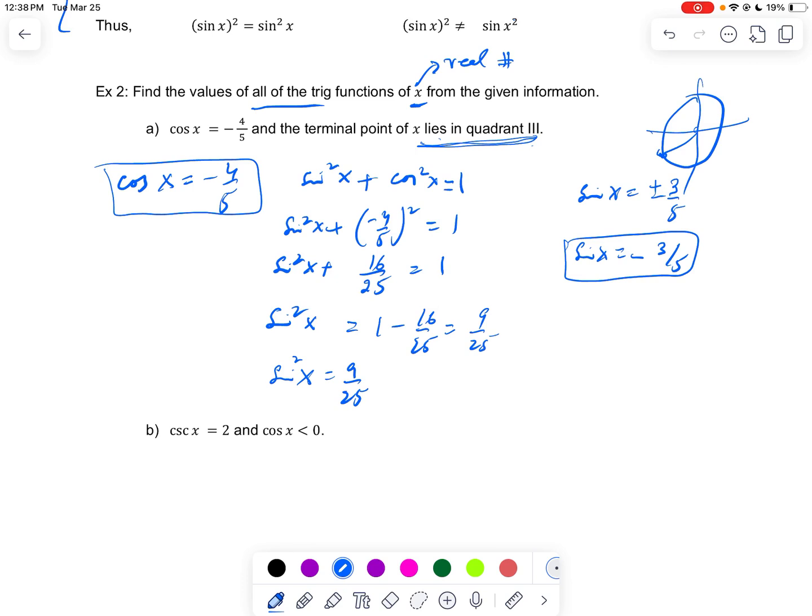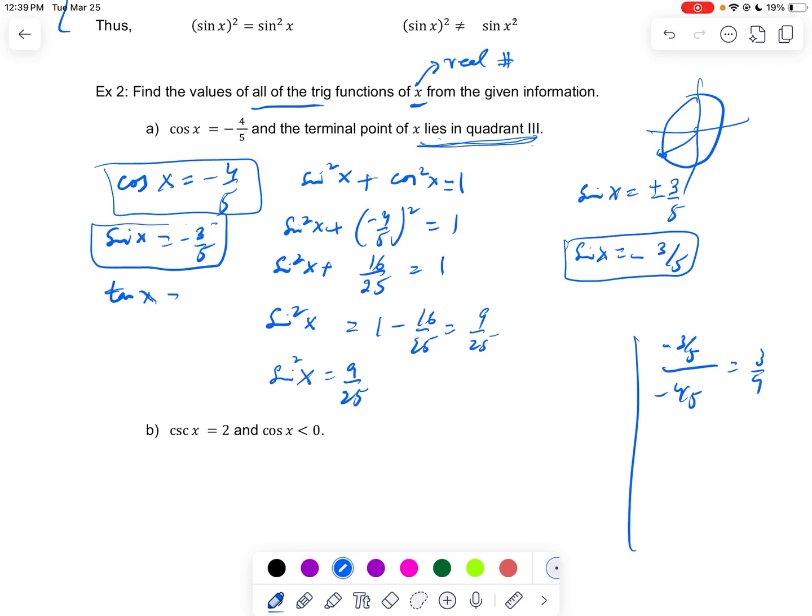What do we need now? We need the values for the rest of the trig functions. So let me put the sin x value here. Sin x is equal to negative 3 over 5. The next I will find will be tangent. So the tangent of x will be equal to, on the side I'll do some work, remember, it will be sine over cosine. So sine over cosine means negative 3 over 5 divided by negative 4 over 5. If you simplify, you'll get 3 over 4. So I'll say tangent of x is equal to 3 over 4.